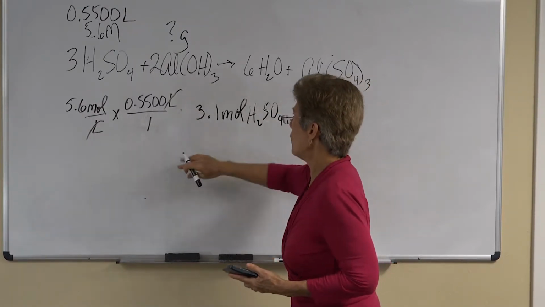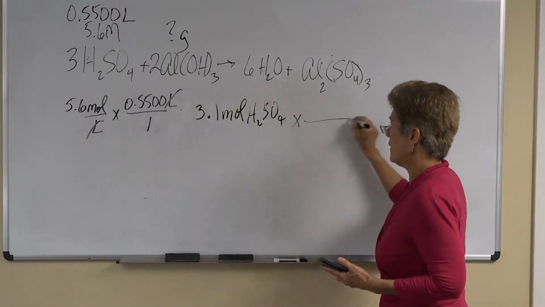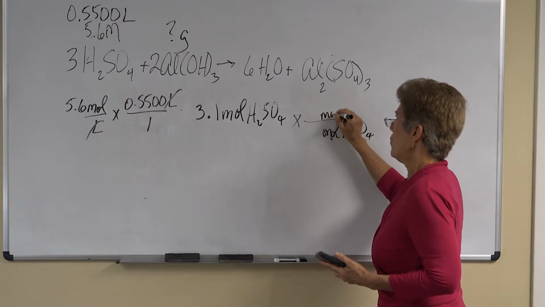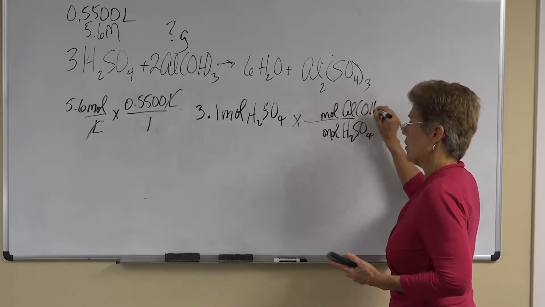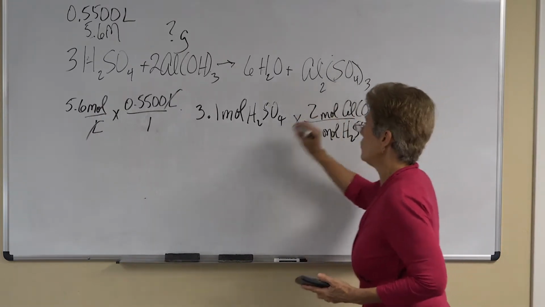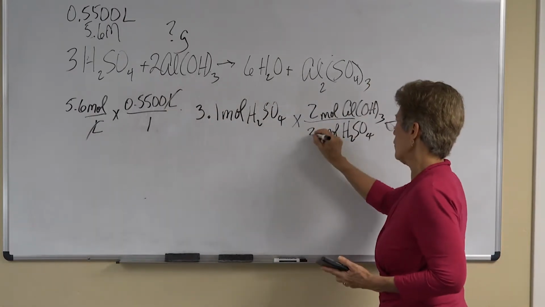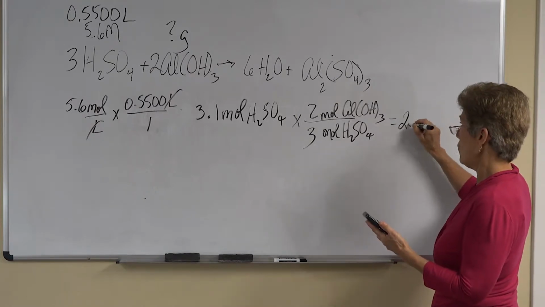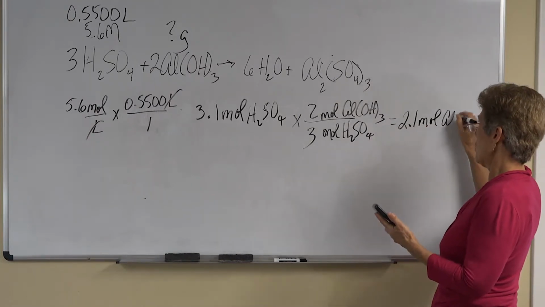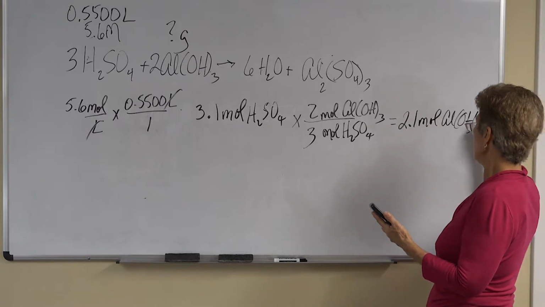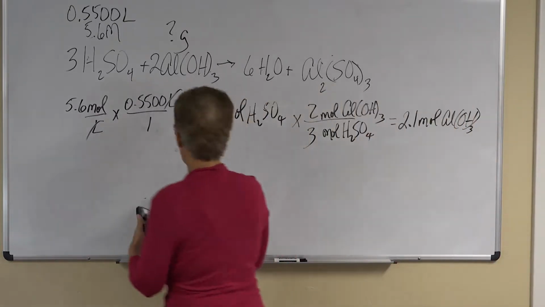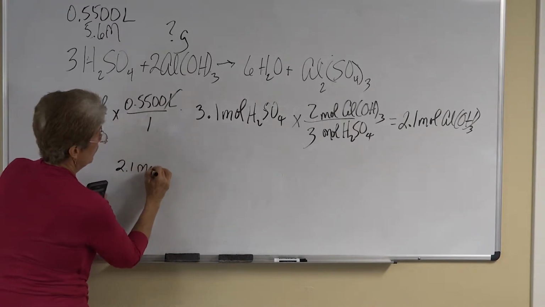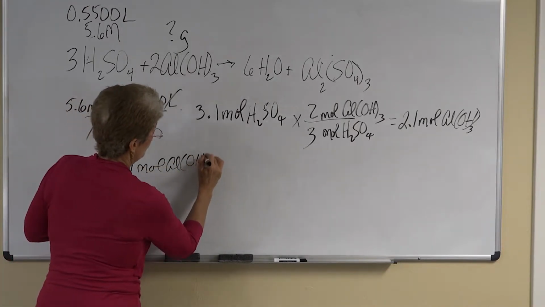H2SO4. Now we're going to go through the mole tunnel. So I'm going to go like this, moles of the acid to moles of the base. There's a 2 in front of the aluminum hydroxide. There's a 3 in front of the sulfuric. And I need 2 significant figures, so it's 2.1 moles of aluminum hydroxide. And then I'm going to take my 2.1 moles of aluminum hydroxide.